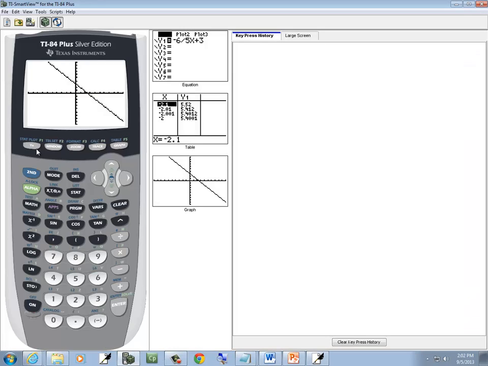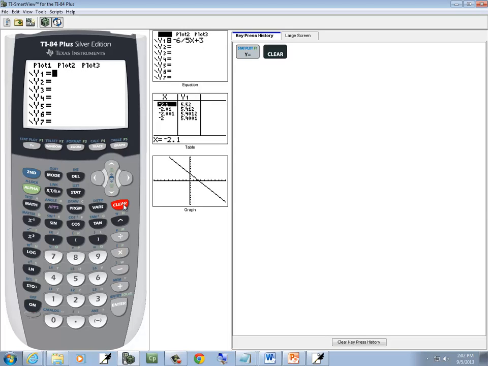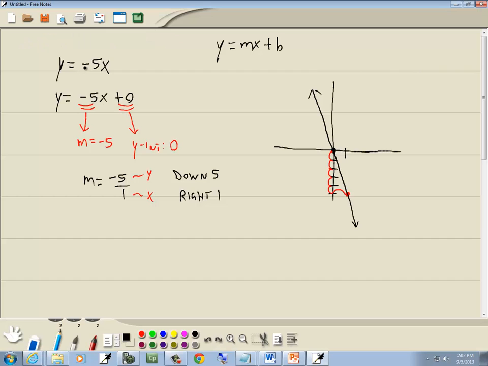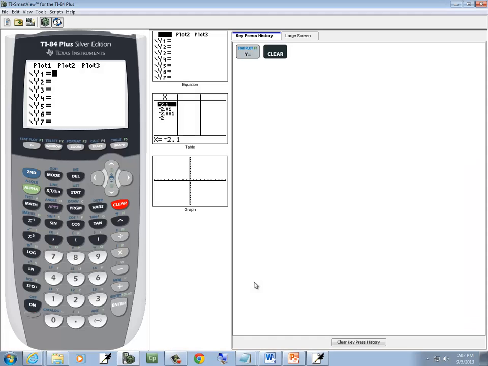Now, to graph this on our graphing calculator, y is equal to negative 5x. I press y equals, press clear. Since this dash is at the very beginning of our problem, it's a negative, which is on the bottom row. It's not a minus. So do negative 5x and then graph.